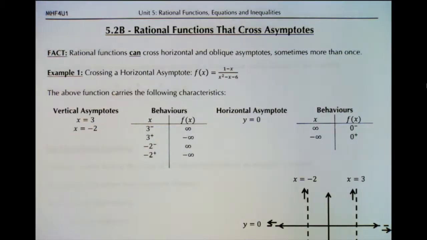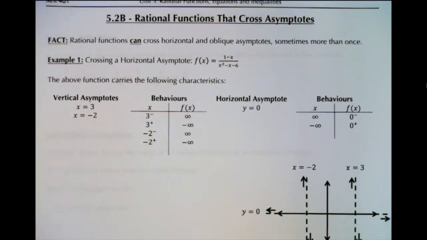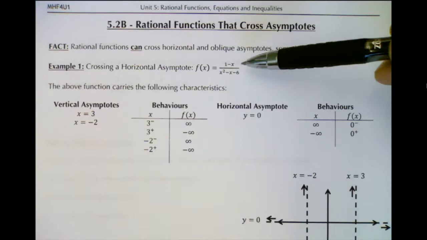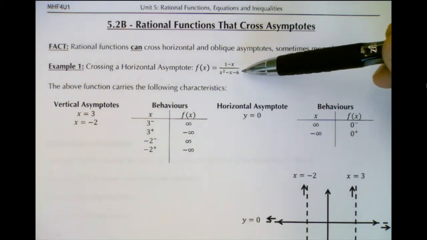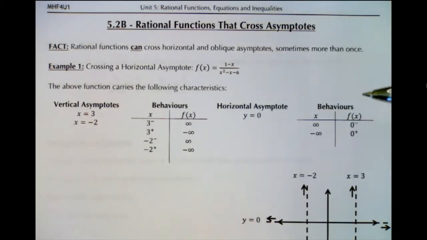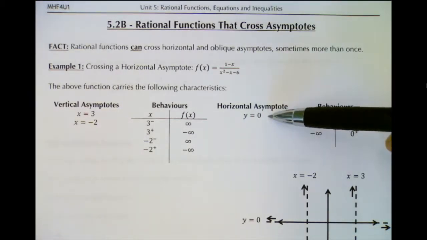Let's start by looking at what it looks like when we cross a horizontal asymptote. So I've done a little bit of the work for you already. We have our rational function, 1 minus x over x squared minus x minus 6. And since the degree on the bottom is larger than the degree on the top, we know that we have a horizontal asymptote at y equals 0.